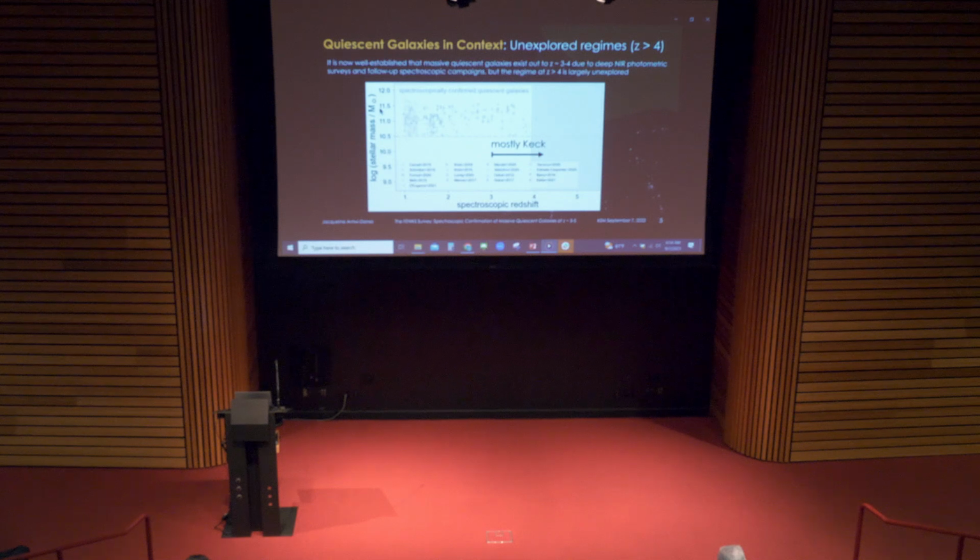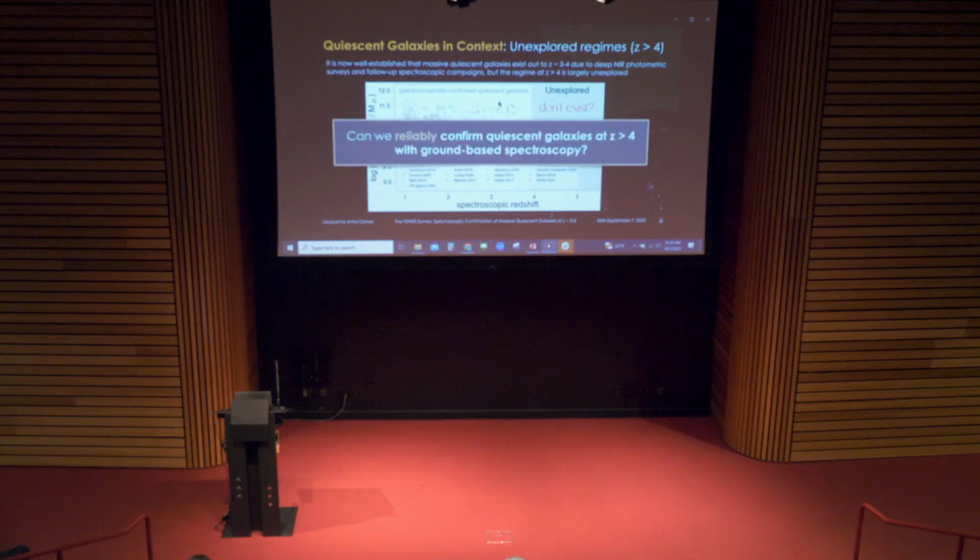And this was surprising for a number of reasons. We had tens of photometric candidates at these redshifts, and the star formation histories of quiescent galaxies at redshifts 2 to 3 suggested that they should already be quenched or quenching by redshifts 4 to 6. So the answer then was one of two things. Either these galaxies don't exist at these redshifts, or maybe they do exist and we're just not sensitive enough. And if they do exist, can we reliably confirm quiescent galaxies at redshifts greater than 4 with ground-based spectroscopy?